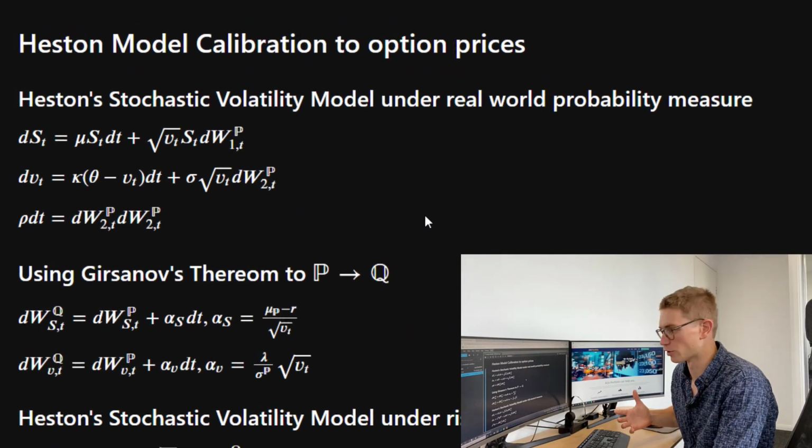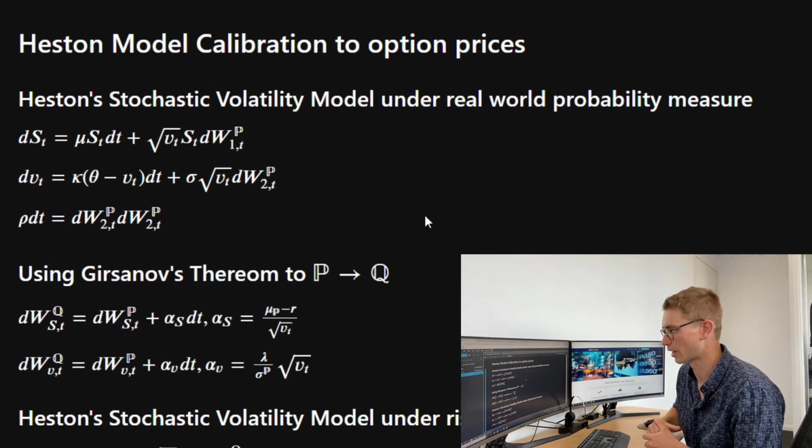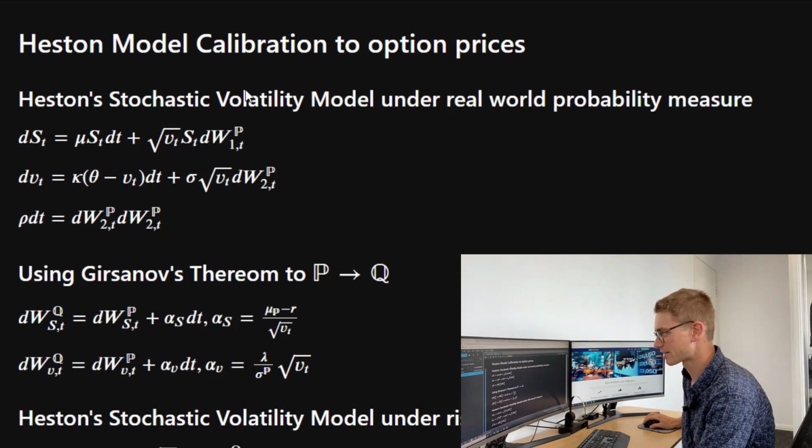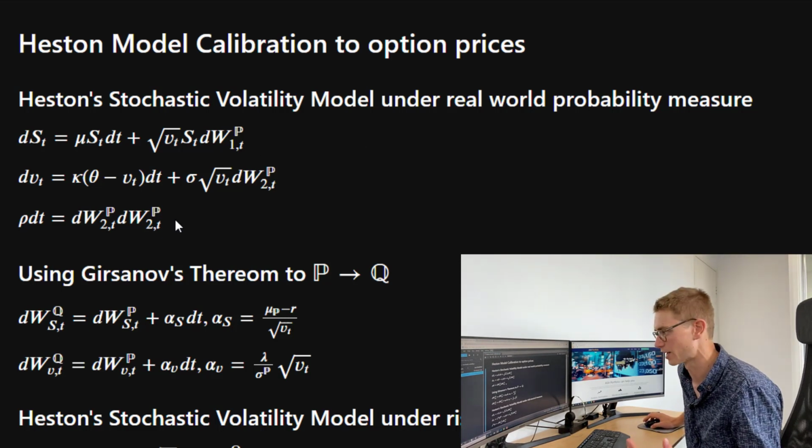So here we're going to be using my Jupyter notebook, but I have leant on a lot of resources to put this together, so we're going to be using aspects of that as we go along. First things first, Heston stochastic volatility under the real world probability measure. You'll be very used to seeing these equations by now if you've watched my past videos.